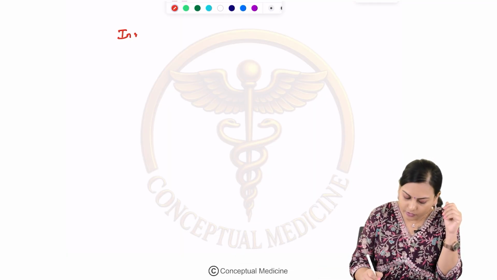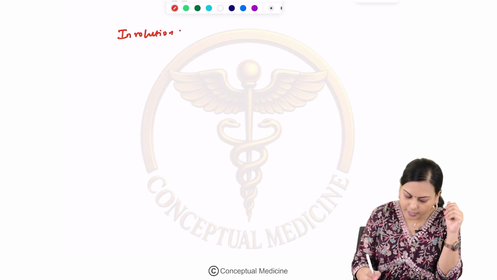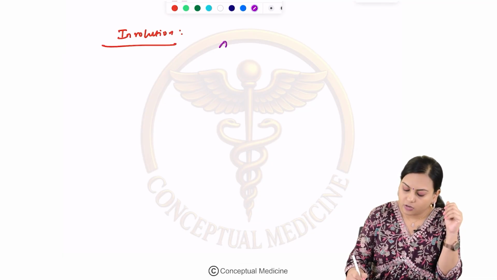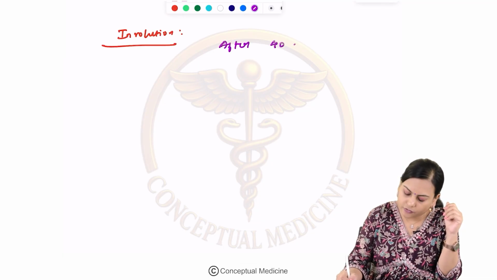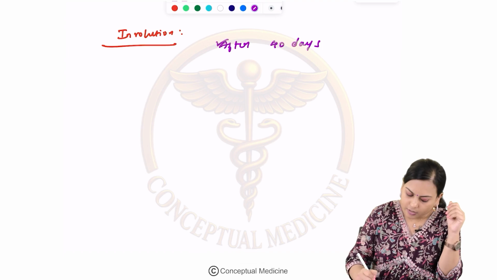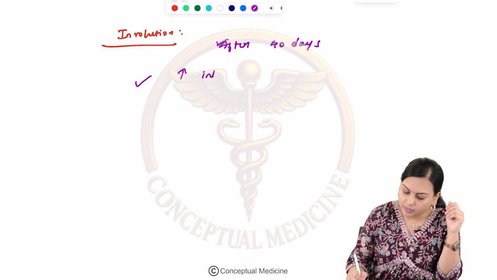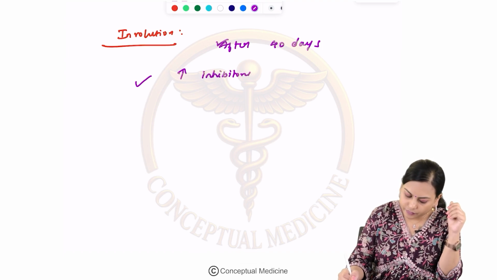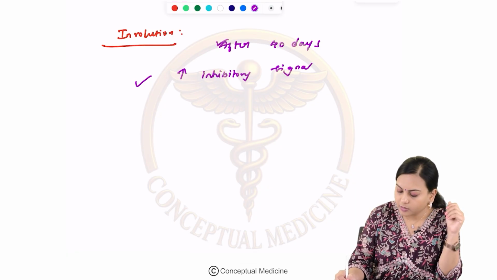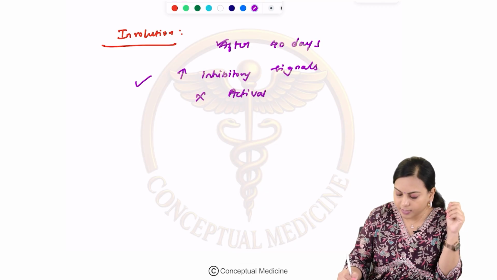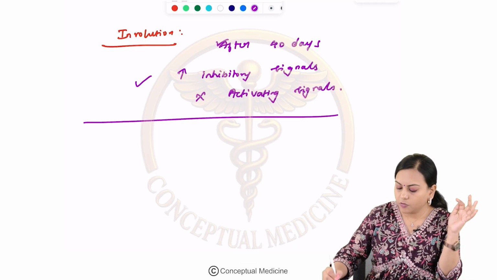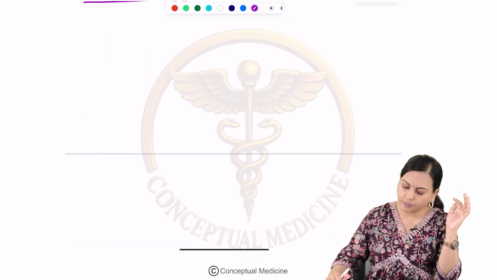Now we will see the changes that happen after birth. There will be involution usually after 40 days of childbirth, mainly due to an increase in inhibitory signals and stoppage of the activating signals. Okay. Now we will see the milk secretion.